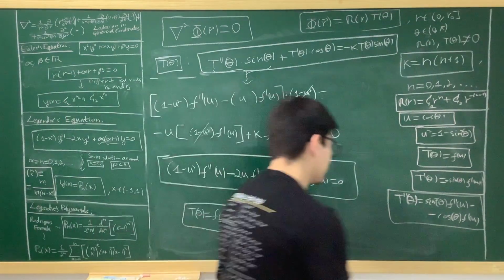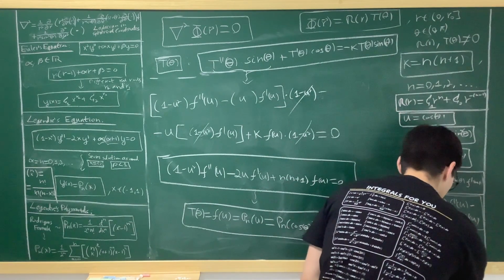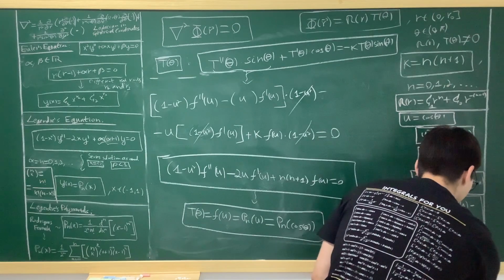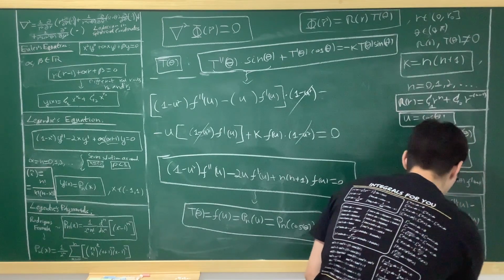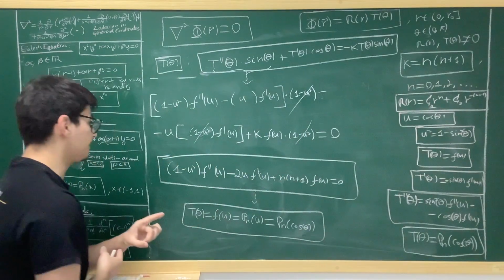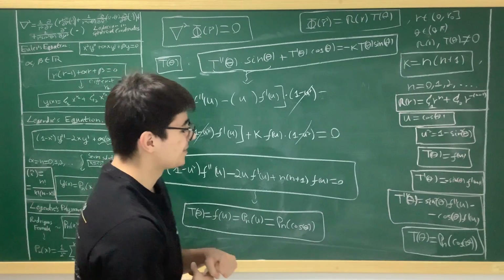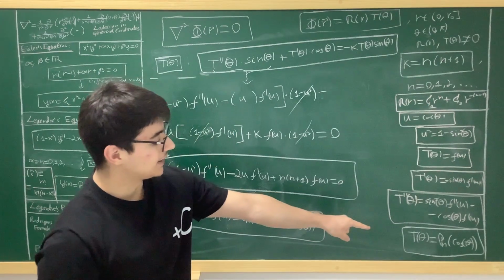So let me just write this here. T is just Legendre's polynomial evaluated at the cosine of theta. Notice one thing, or well, quite some things.